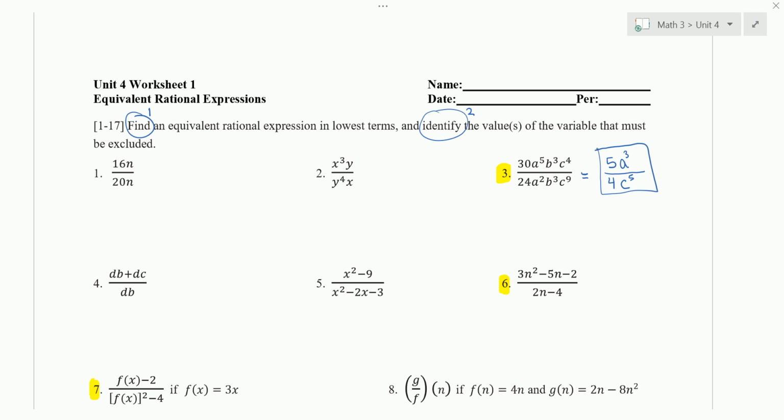Second, we need to identify all the values the variable must be excluded. So the big thing is, when you have a fraction, the denominator can't be 0. You can't divide by 0. So we consider the original unreduced fraction, and if a was 0, that would make the denominator 0, because 0 times anything is 0. If b was 0, that would also be a problem, and if c was 0, that would also be a problem. So we need to exclude a, b, and c from equaling 0 in this problem.